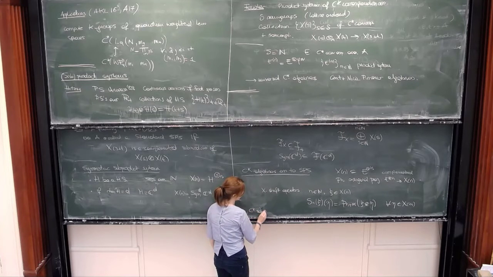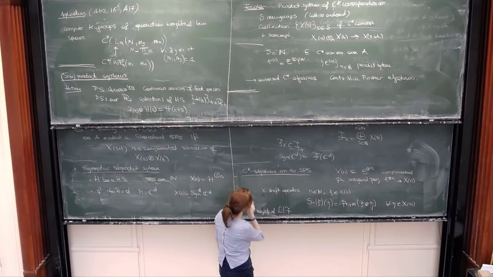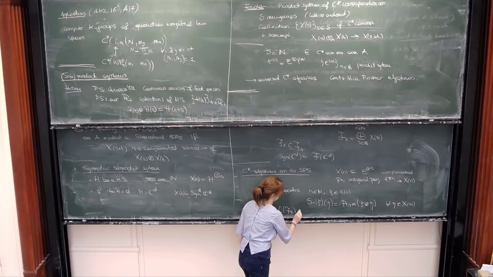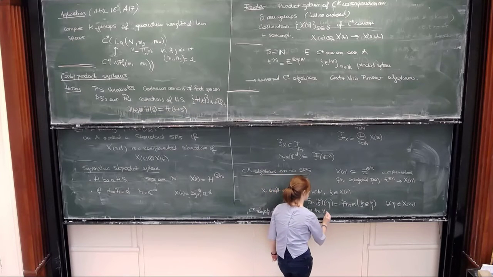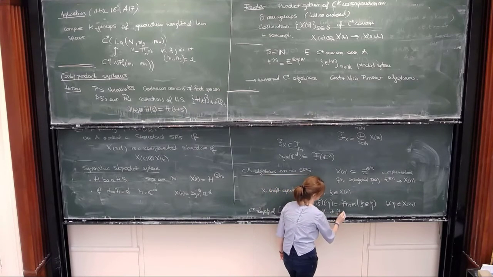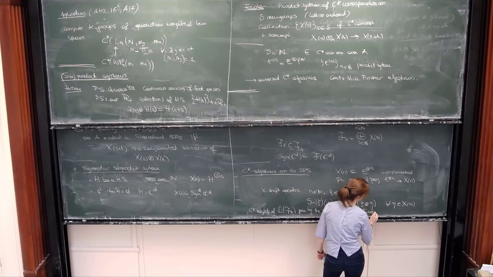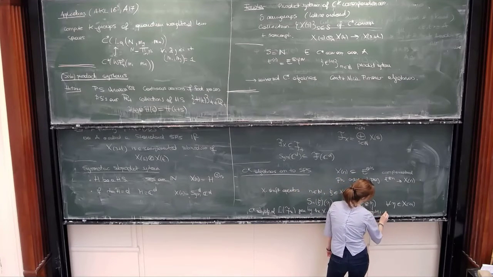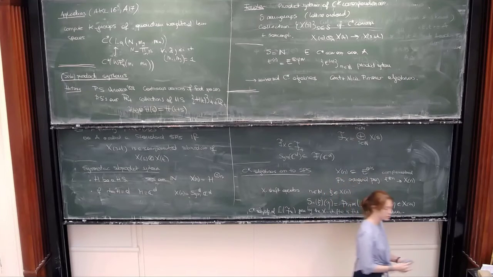And this is the algebra of L of F_X generated by the X shift, which is called the Cuntz-Pimsner algebra of the subproduct system.